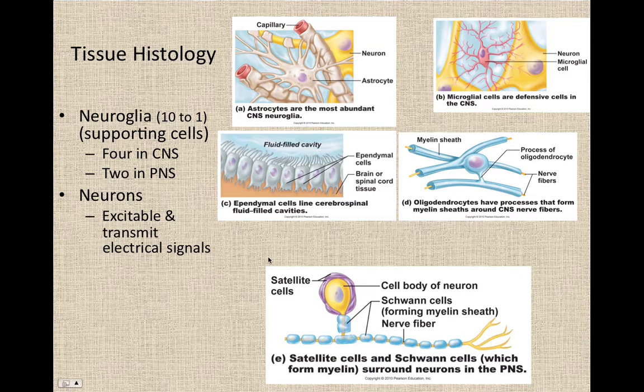Now the typical cell that we talk about is going to be the neuron. Okay, that is going to be the functional cell that is going to send signals from one part of the body to another. But they need other cells surrounding them in order to function properly. So these are known as neuroglial cells. Okay, they're supporting cells. So there's 10 to 1. So 10 neuroglial cells to 1 neuron.